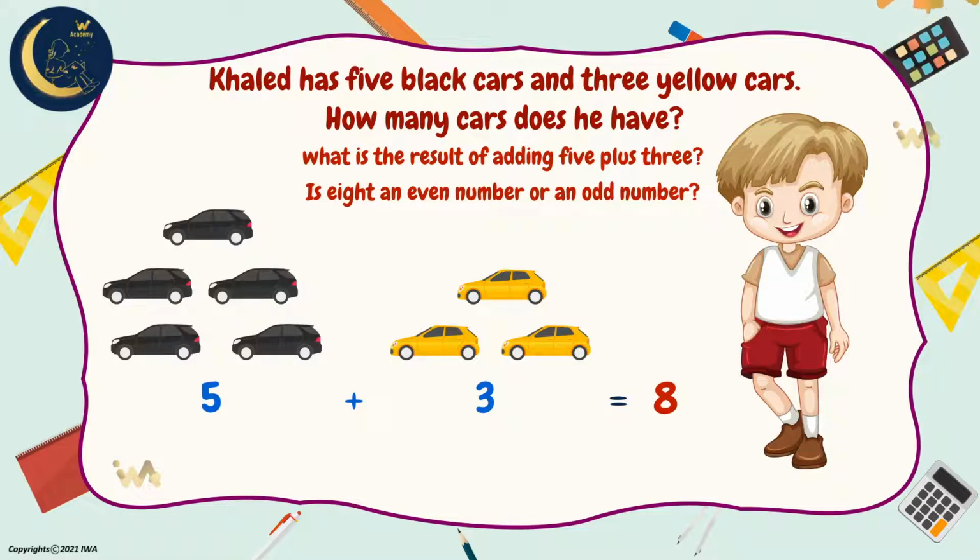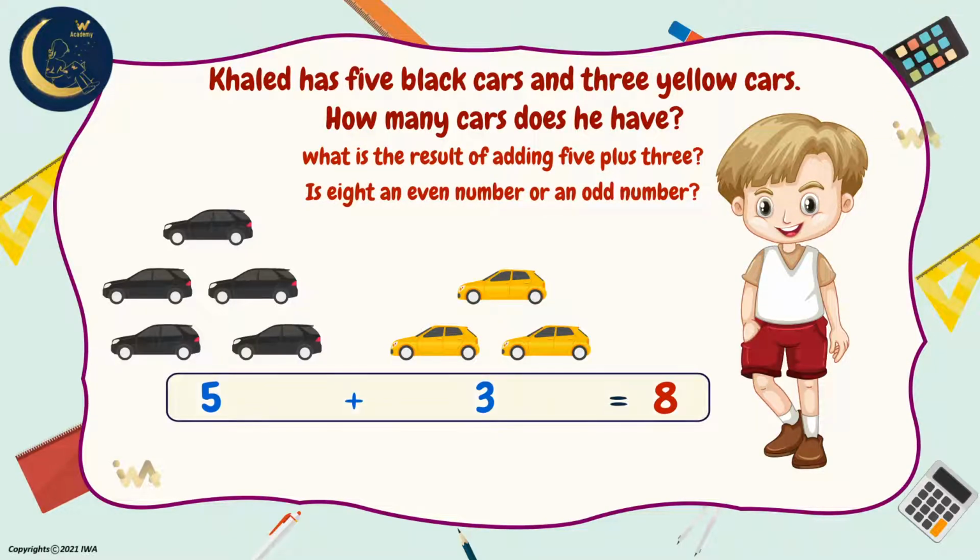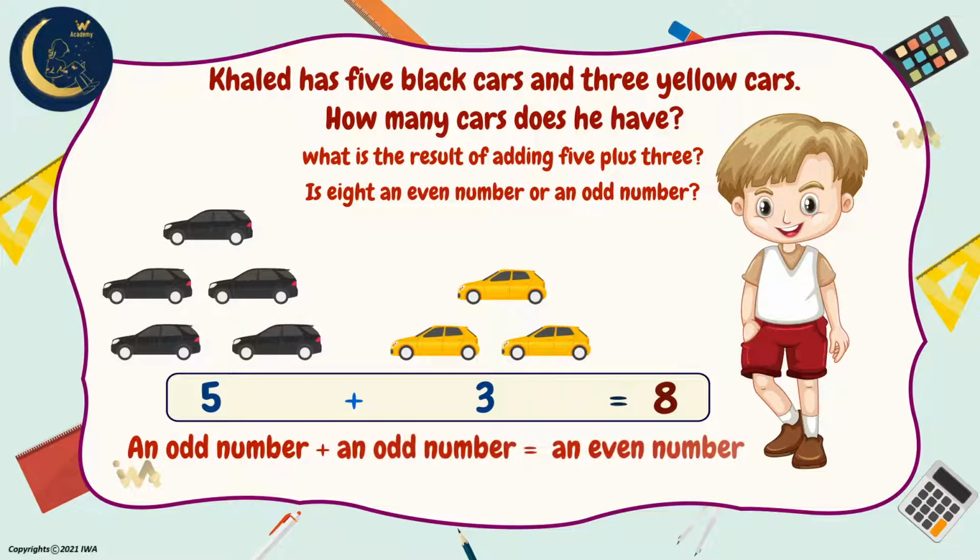Look with me. Did you notice something here? Number 5 is an odd number. The number 3 is an odd number. And the number 8 is an even number. So the result of adding an odd number plus an odd number is equal to an even number. Excellent! What do you think if we add 2 more numbers? Let's go!